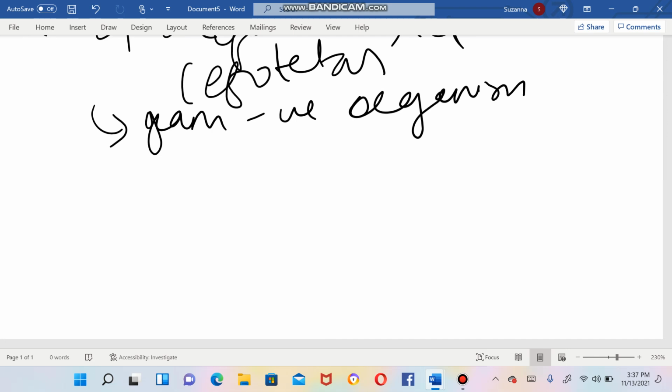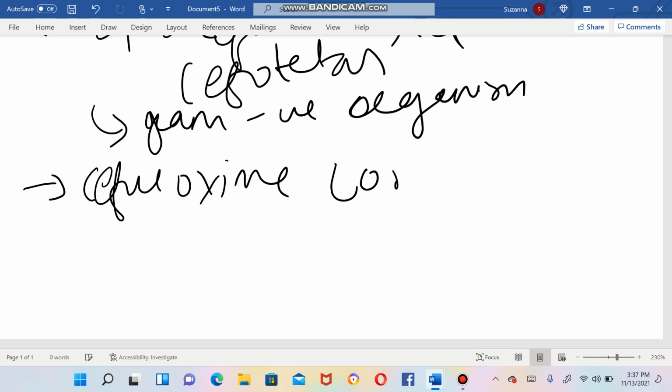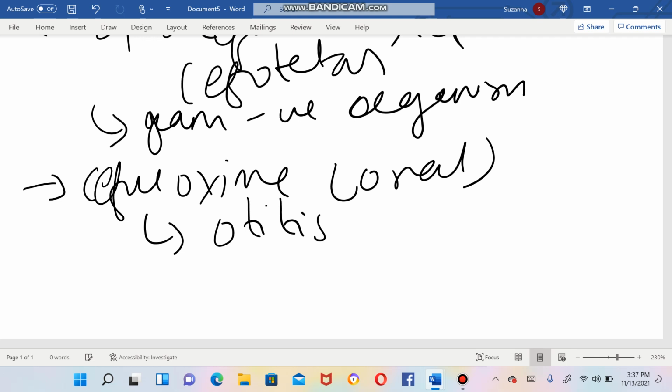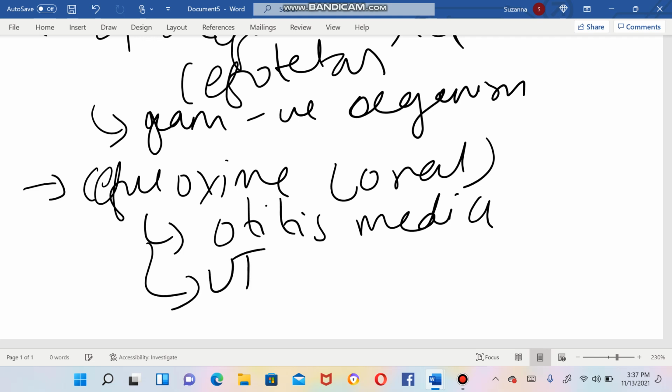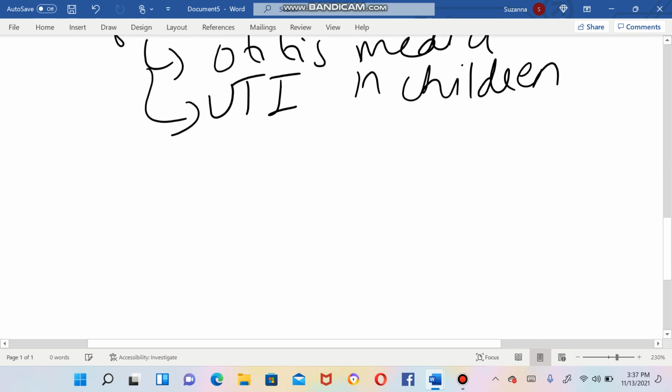So let's move on to individual ones. Cefuroxime oral is used to treat otitis media, as it covers Streptococcus pneumoniae and H. influenzae, and it is used to treat UTI in children, as it covers E. coli.